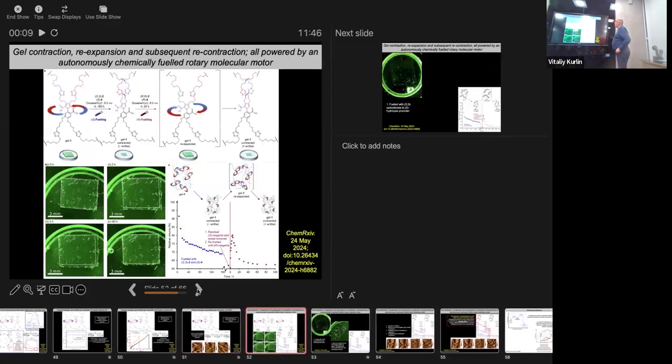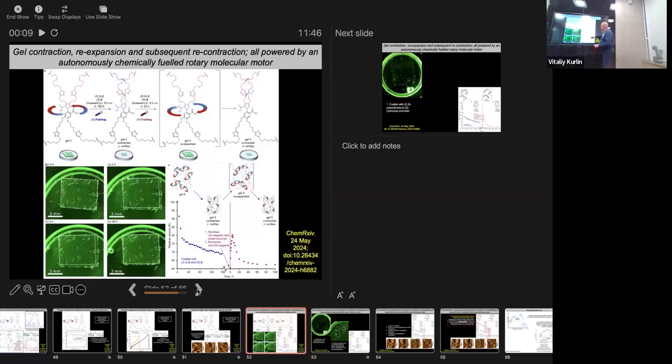And because you can rotate the motors either clockwise or counterclockwise, you can do this nice experiment. You fuel them, first of all, with the S-fueling system that twists the motors counterclockwise. And so you see this contraction of the gel down to its smallest size. We then wash out the S reagents and the S waste. We refuel it with the opposite handedness of the fuel. So that twists the motors in the opposite direction, so it starts to unwind the strands. And you see that the gel then expands.